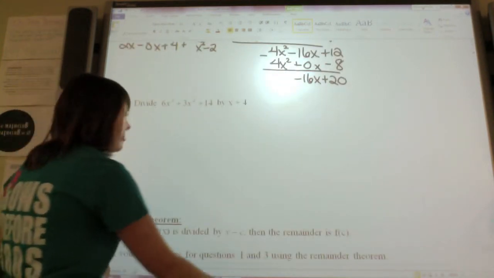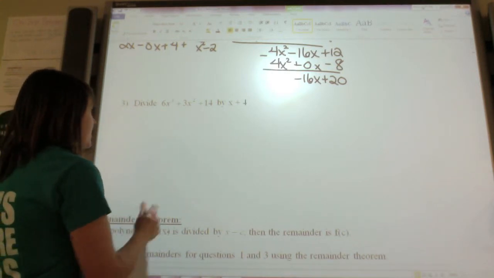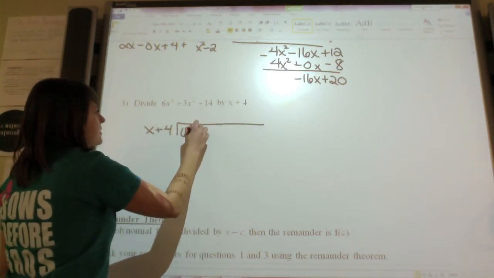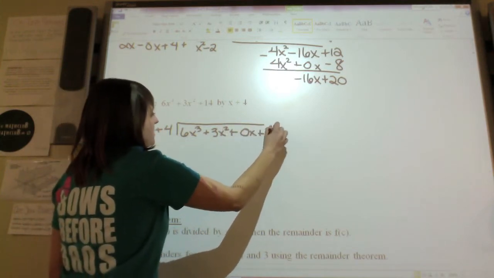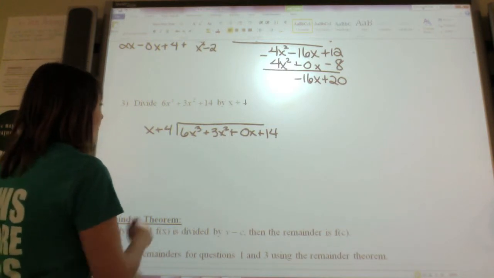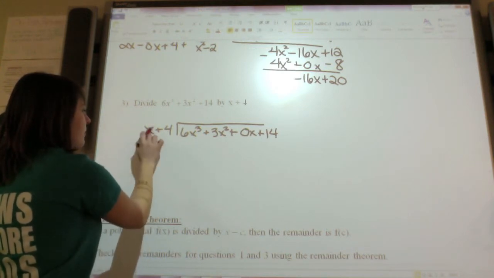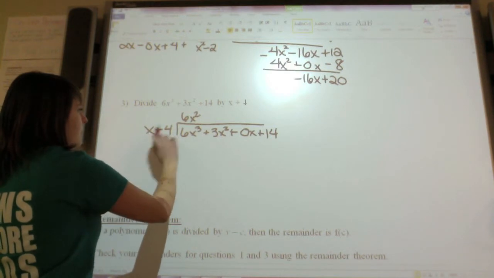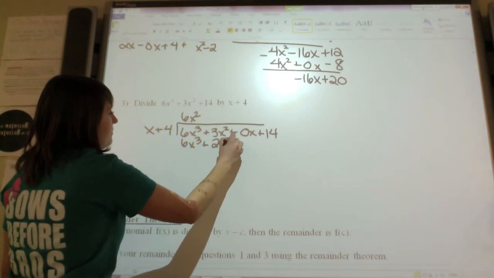Alright, last one. So now I want to divide 6x cubed plus 3x squared plus 14 by x plus 4. So I've got x plus 4 on the outside, and then I've got 6x cubed plus 3x squared plus 0x plus 14. Remember, you've got to have that placeholder in there. If you forget that, you're going to run into trouble. So if I do x times 6x cubed, or I need to think about what do I multiply this by to get this, it's going to be 6x squared. And then if I multiply this through, I've got 6x cubed plus 24x squared.